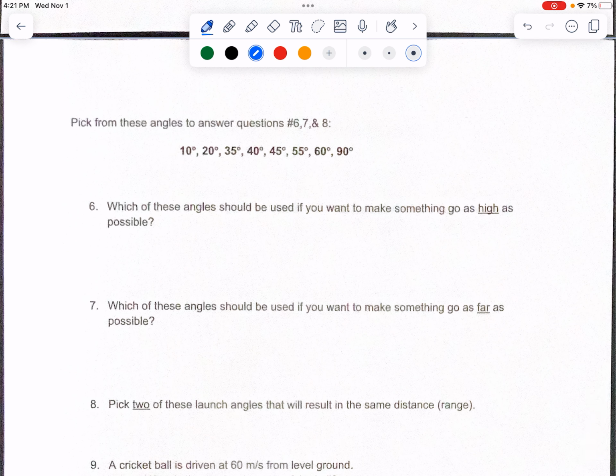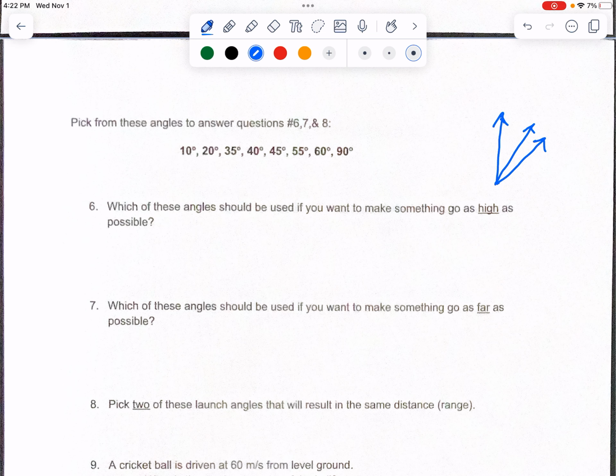So I've got a variety from 10 degrees all the way to 90 degrees. Which of these angles should be used if you want to make something go as high as possible? So it's strictly vertical. Okay, if you want something to go as high as possible, your velocity should only be vertical. As soon as you start going down, you start going more into the horizontal range. So that means you're sacrificing vertical velocity to go horizontally.